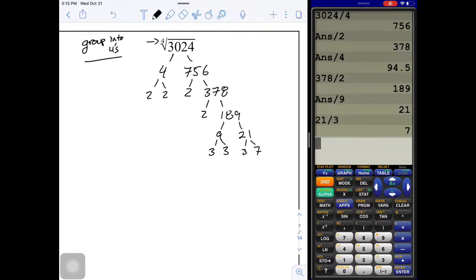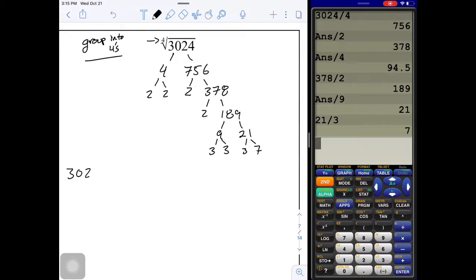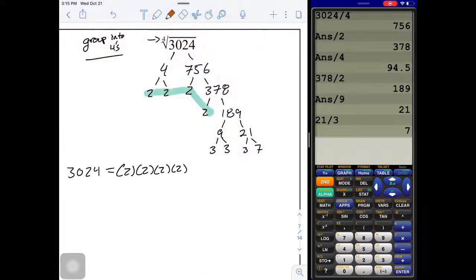Okay. So now I can represent 3,024 in terms of, well, here I have 2 times 2 times 2 times 2. So 2 times 2 times 2 times 2. And then I will do 3 times 3 times 3. And then multiplied by a single 7.